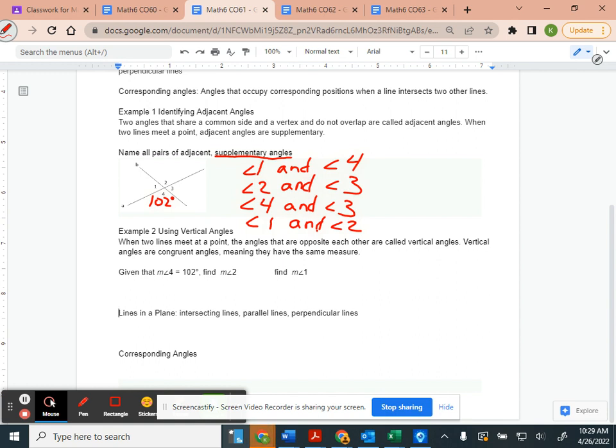If they are congruent angles, what does it mean to be congruent, Will? Yeah, they're congruent angles, they have the same measurement. So angle 2 would equal 102 degrees because they're congruent. They're across from each other. They're opposite. So they're going to be that same measurement. That's one of the easiest ones. Vertical angles are congruent. Easy, same measurement.